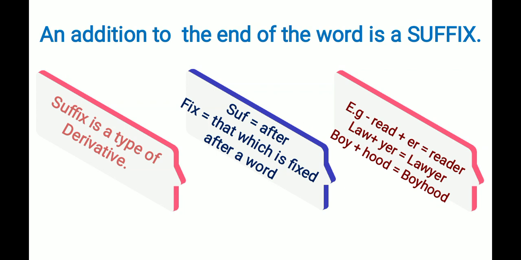And so suffix is also a type of derivative, because it is used at the end of the word to form a new word. For example, er is a suffix. We add er with read and the new word will become reader. Yer with law. When we add yer at the end of the word law, the new word will become lawyer. Just like this, hood. If we add hood at the end of the word boy, the word will become boyhood.